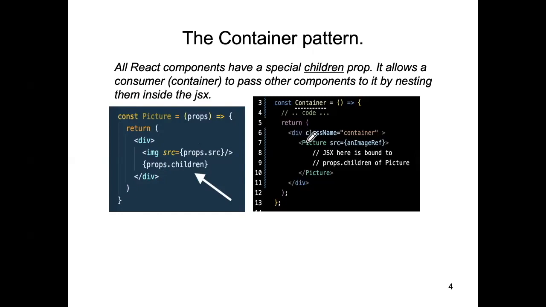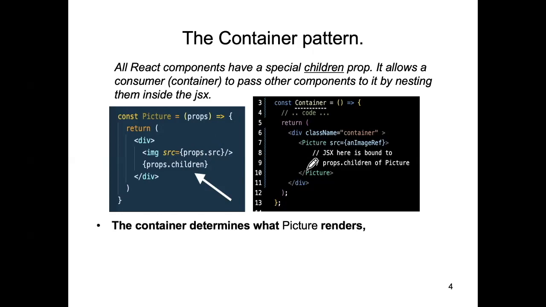And I'm using standard HTML in that I've got an opening picture tag and a closing picture tag. But nested within those opening and closing tags, I can put essentially any HTML or JSX that I want to. And whatever JSX I put here, that JSX will be bound to the children prop of picture. So when I go props.children inside picture, it will be equivalent to or assigned this expression here.